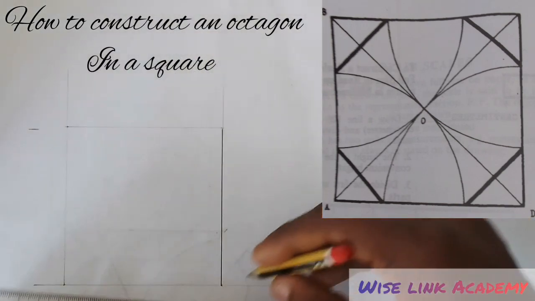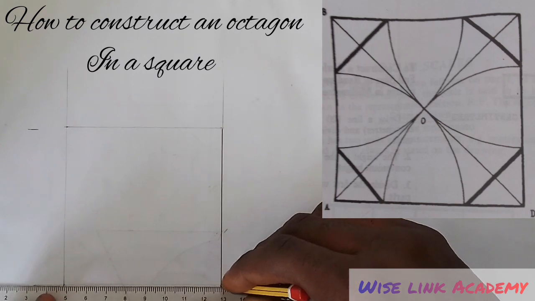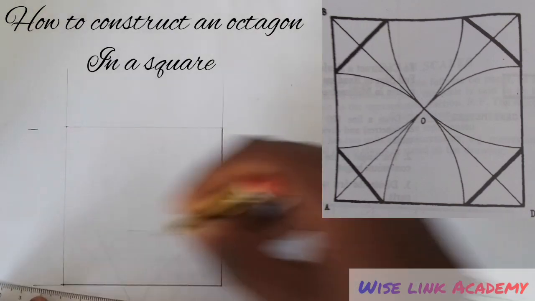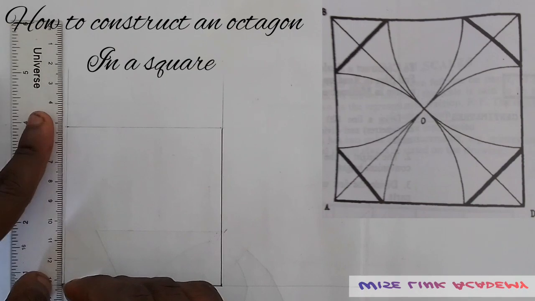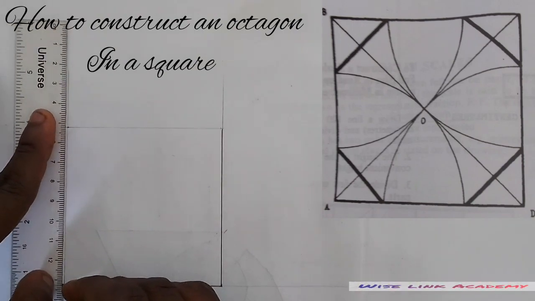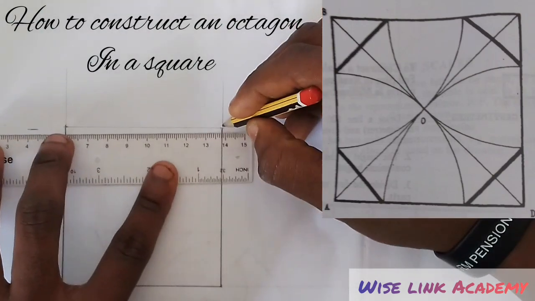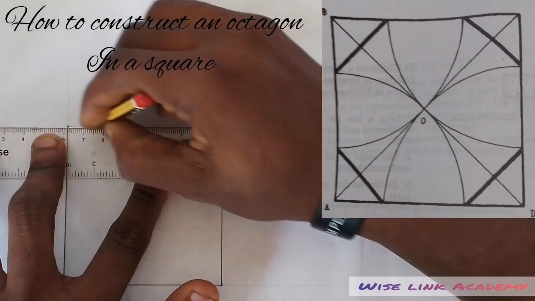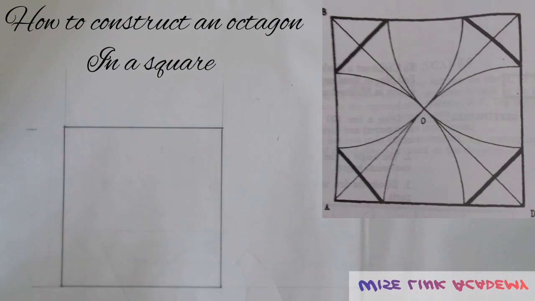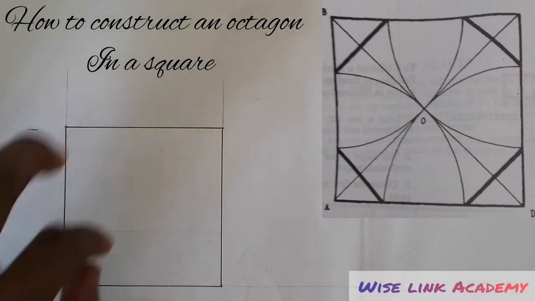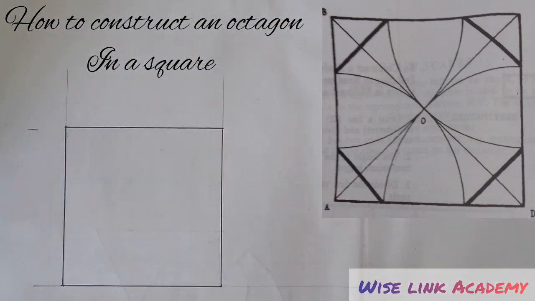So I need this place. I'm making use of this, right? So I'm making use of this, right? And I'm making use of these points too. I'm taking it. Now next up, the next thing I need to do is what? Get the center point of this square.